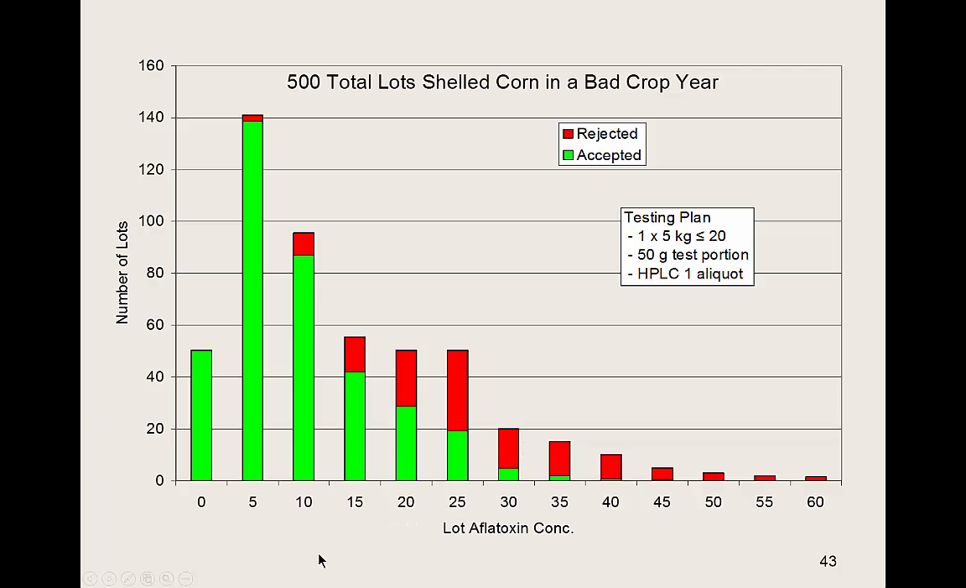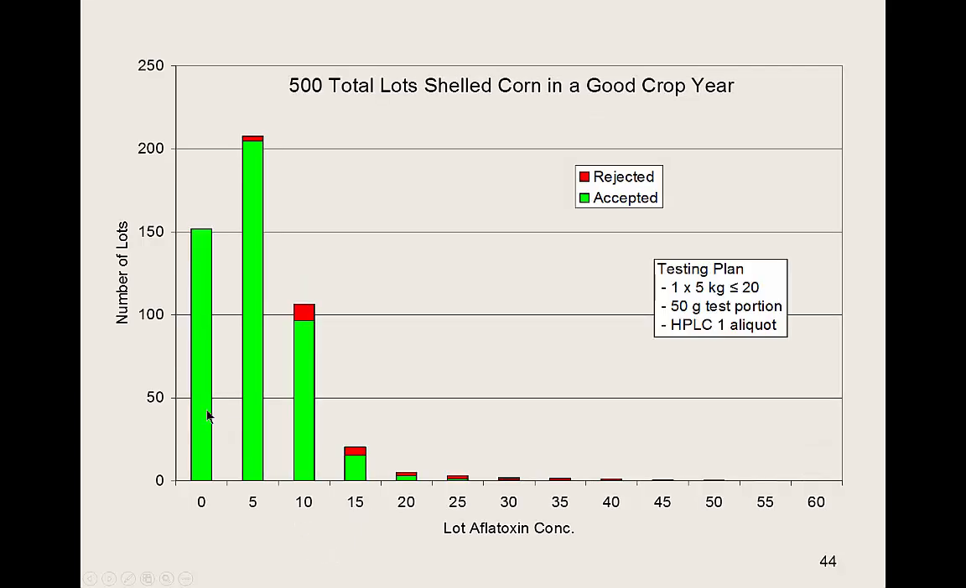So this is a bad crop year. What happens in a good crop year with the same testing plan? Let's look. So here we go. This is the distribution of lots in a good crop year. You can see at 0 there's 150 lots. At 5 there's over 200 lots. At 10 there's over 100 lots. There's very few lots out here at the high concentrations because it's a good crop year.